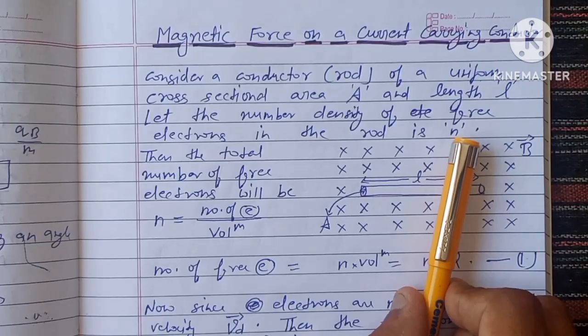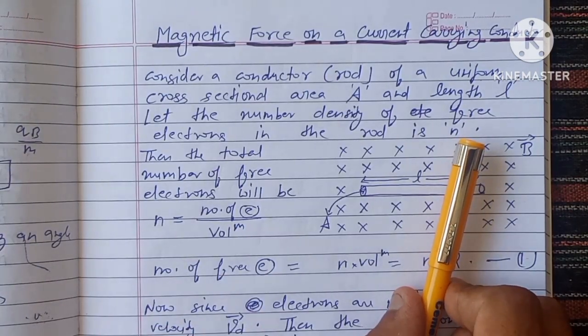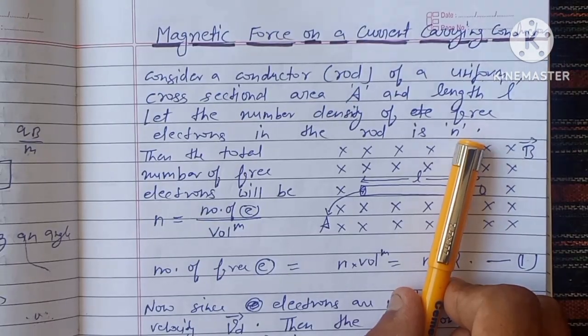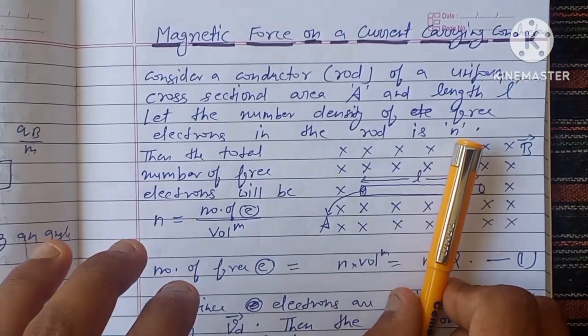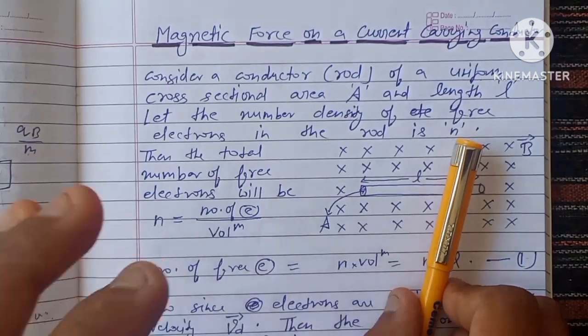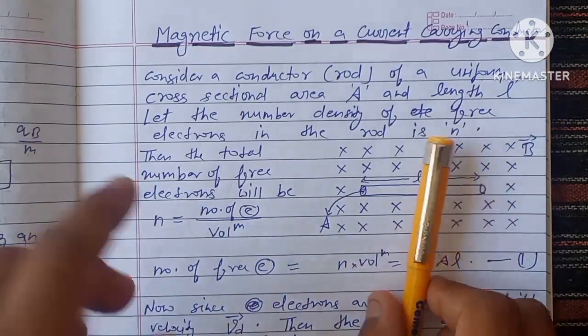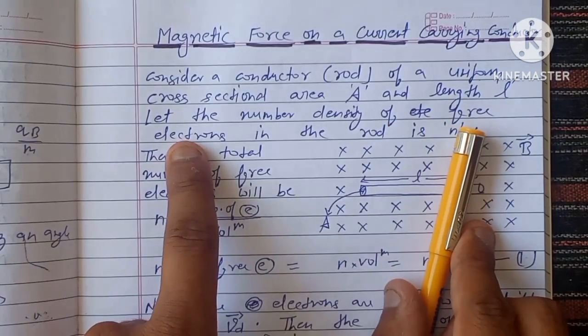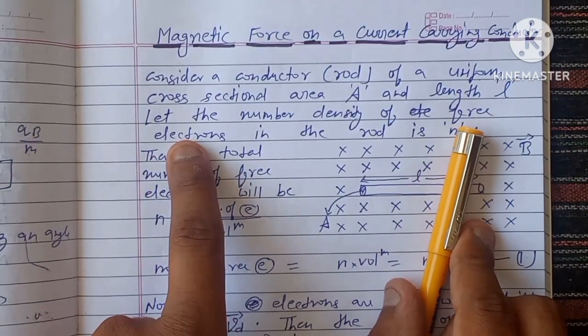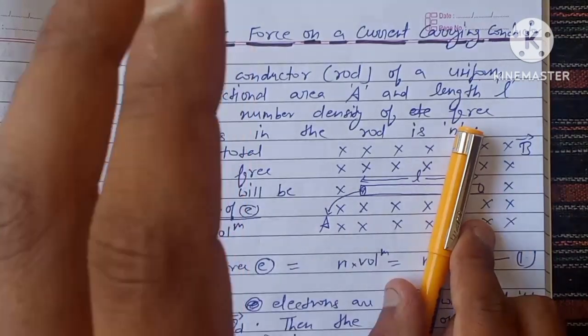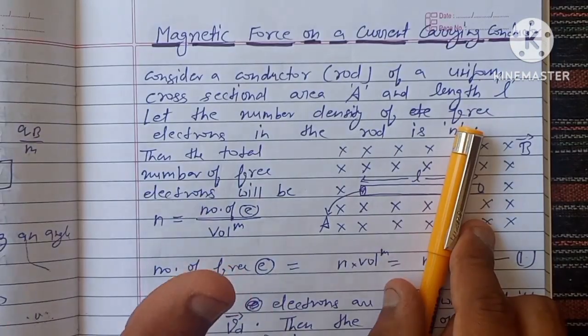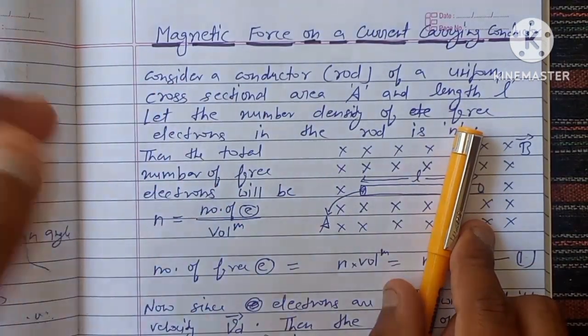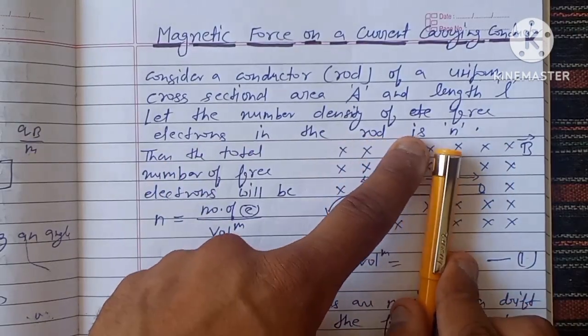Since we know that in every conducting material, there are mobile charges which move throughout the conductor. And here, the mobile charges are electrons, because the protons are the fixed nuclei of the atoms that will not move. I am talking about free electrons, that is very important. I am not talking about bound electrons. There are also some bound electrons inside the conductor, but I am talking about free electrons. So let the number density of free electrons in the rod be N.